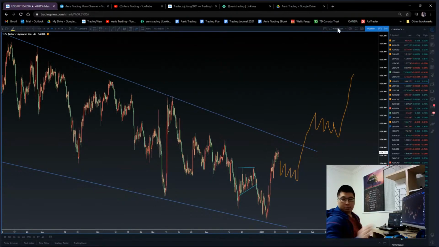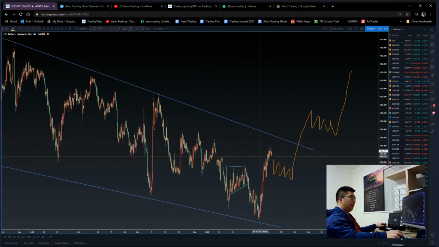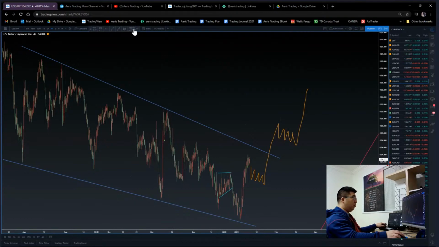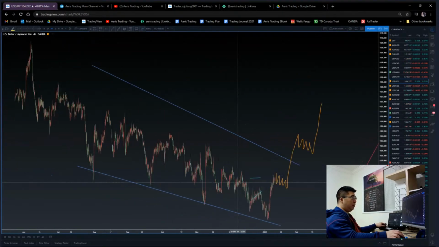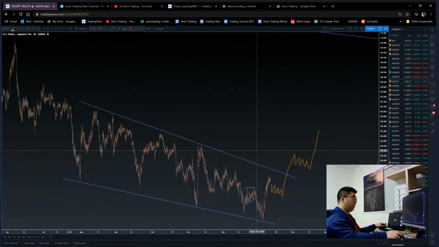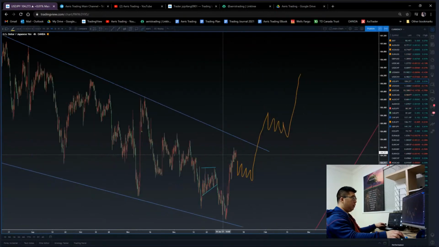Dollar yen, I do want to go over it. Some of you guys ask me about dollar yen. Usually I tend to say I don't like to have a bias yet, but I'm seeing it a little bit better now, a little bit more potential buy. So I want to go over this quickly.